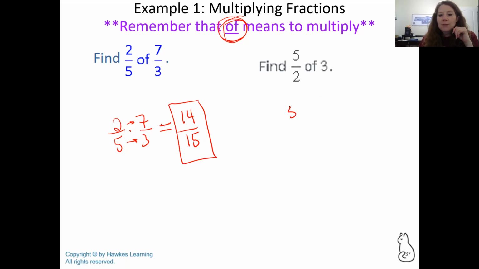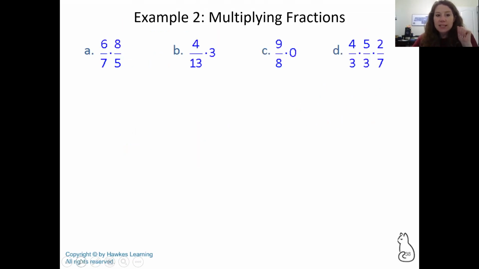Find 5 halves of 3. And of course I can make 3 over 1. Then I'm going to multiply straight across. 5 times 3 is 15, and 2 times 1 is 2, and then that's simplified. I could turn it into a decimal, but I don't need to. And your calculator not only multiplies fractions, but simplifies them as well. All right, so on this one, I multiply straight across, I get 48 over 35.